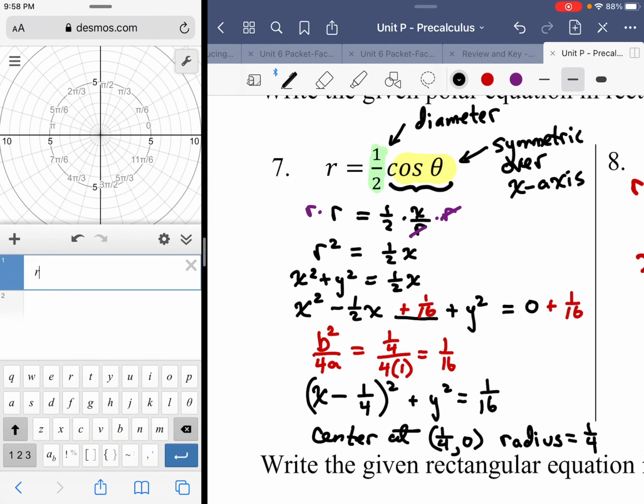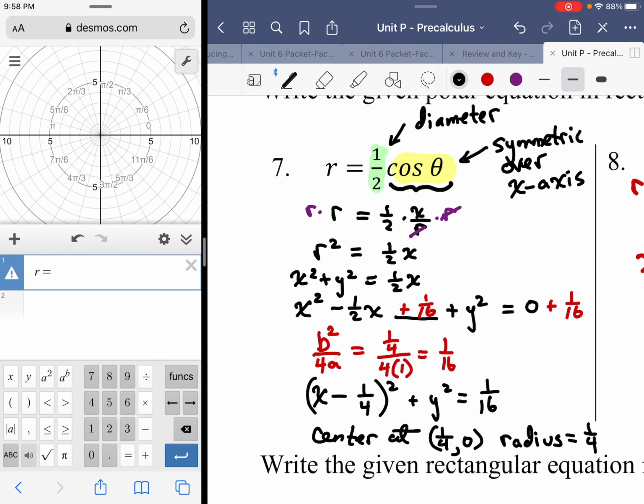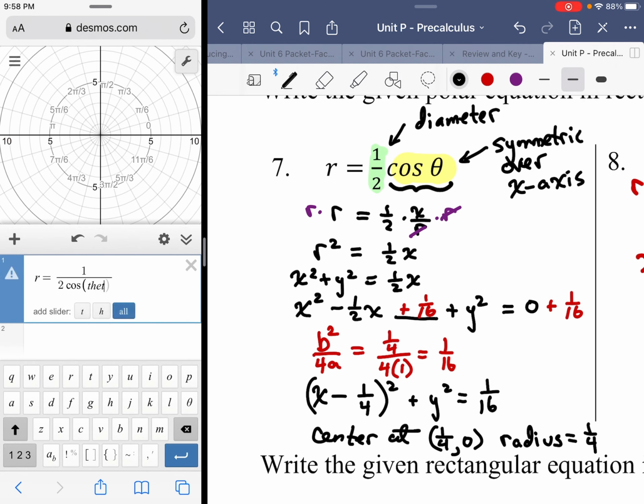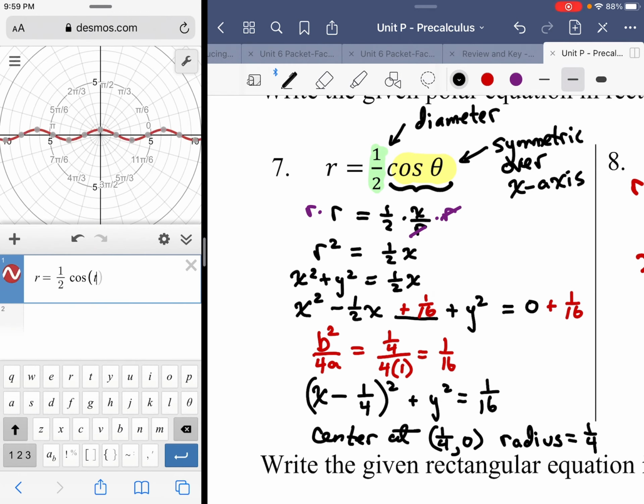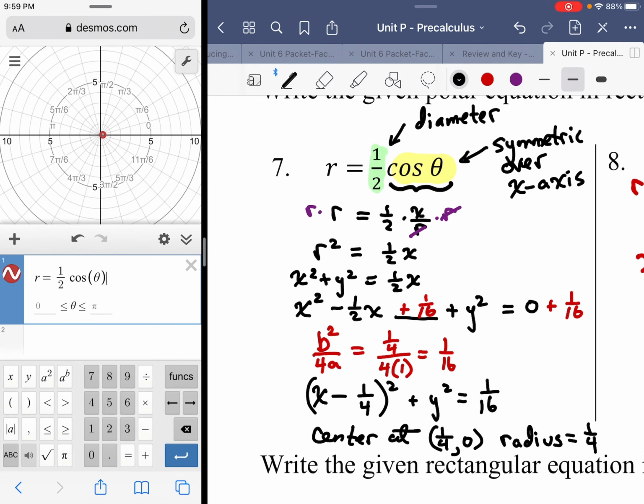Type in r equals 1/2 cosine of theta. You just got to type in the word theta and it converts it over. And you can see that I typed it in incorrectly. You can see that would be the equation for a straight line. Cosine, gotta hit the right arrow to get out of the fraction tool. Right, there we go. A little bit better.